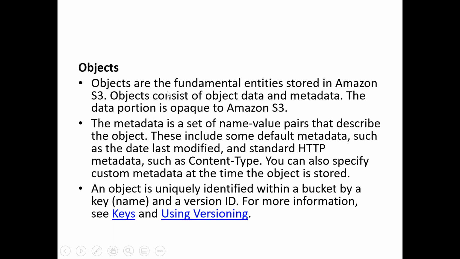And here you can see objects are the fundamental entities stored in Amazon S3, right? It is nothing but whatever your files, whatever your type of data, right? So it is getting stored in the form of objects under this particular bucket. And here you can see objects consist of object data and metadata. Object data is nothing but that JPG file or HTML file, its content, plus metadata. What is metadata? I'm repeating again.